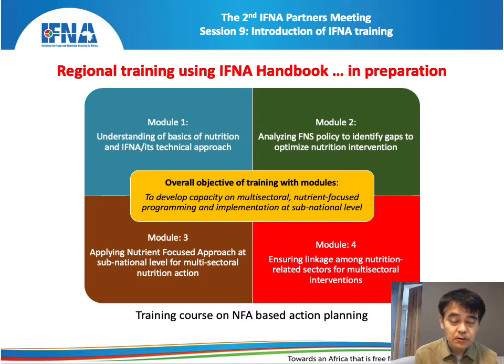Training will be based on IFNA handbook, which contains 4 modules: introduction, gap analysis, nutrient-focused approach, and multi-sector collaboration coordination. Currently, IFNA Secretariat is communicating with each regional economic community for developing mode of implementation. Hopefully, sometime this year, training will be conducted.